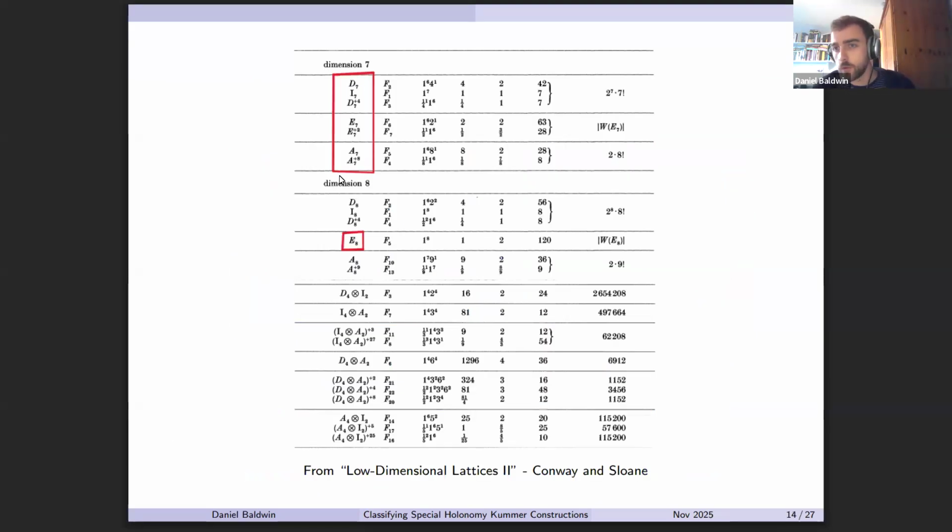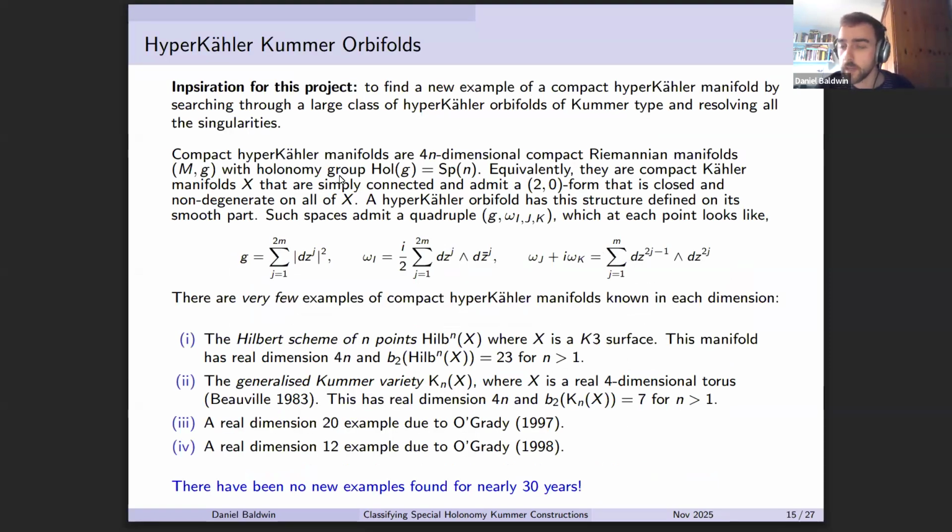Okay, so that's Kummer orbifolds in general. Now I'll focus on the results we got for the hyperKähler case, and then I'll say something about the G2 case and some future directions. For the hyperKähler Kummer orbifolds, our original inspiration wasn't to classify all of them. It was actually to try and find a new example of a compact hyperKähler manifold. The way we wanted to do this was to search through some large class of hyperKähler orbifolds and try to find some example that had a sufficiently nice singular set such that we could desingularize it and obtain a new compact hyperKähler manifold.